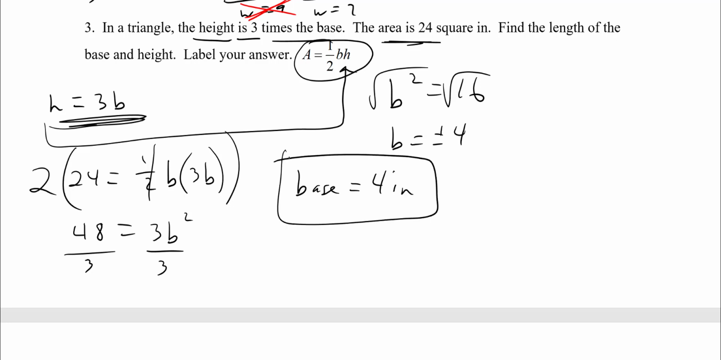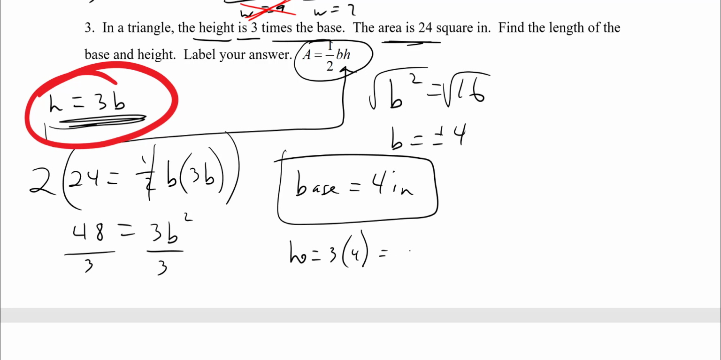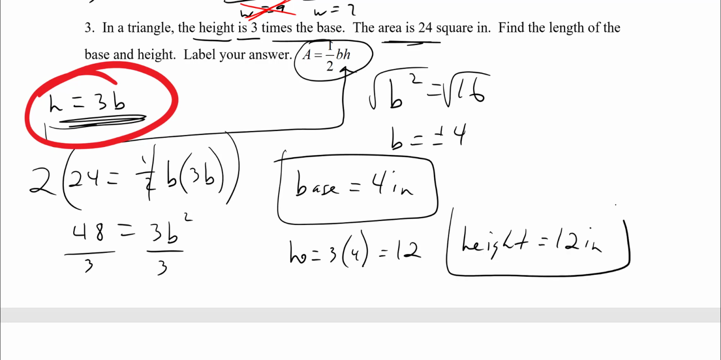Okay? And the height is, right here guys, the height is 3 times the base. So you're going to say h equals 3 times the base. So 3 times 4, which is 12. So the height is 12 inches. And there you go. There are your 2 answers. Okay? If I figure out the area, 1/2 base times height, 1/2 times 4 times 12 is 24. And certainly the height is 3 times 4, the height is 3 times the base. So we're good to go. Okay? It's not bad. All right.